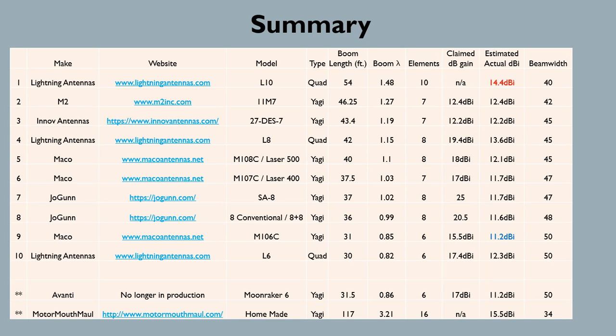So if you look at the list, the biggest antenna, at 54 feet and a quad, has a gain of around 14.4 dBi, where the lowest one here, the Maco 106C, is down to 11.2. Even from the biggest to the smallest, there's only about a 3 dB difference, which is about half an S unit.